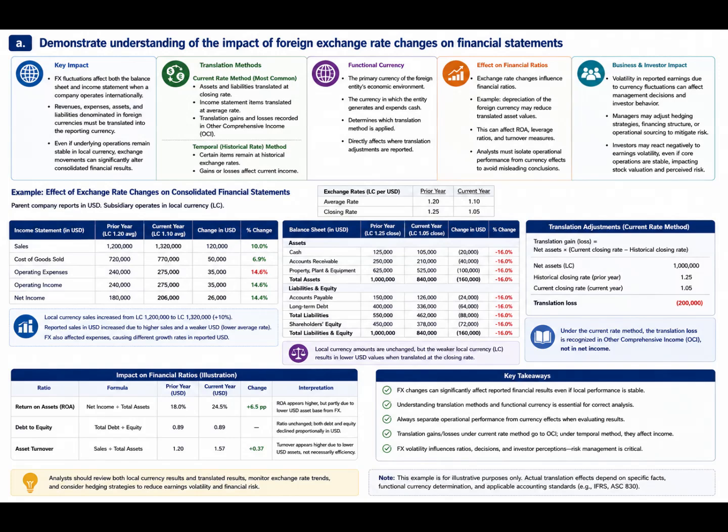Volatility in reported earnings due to currency fluctuations can affect management decisions and investor behavior. Managers may adjust hedging strategies, financing structure, or operational sourcing to mitigate risk. Investors may react negatively to earnings volatility, even if core operations are stable, impacting stock valuation and perceived risk.